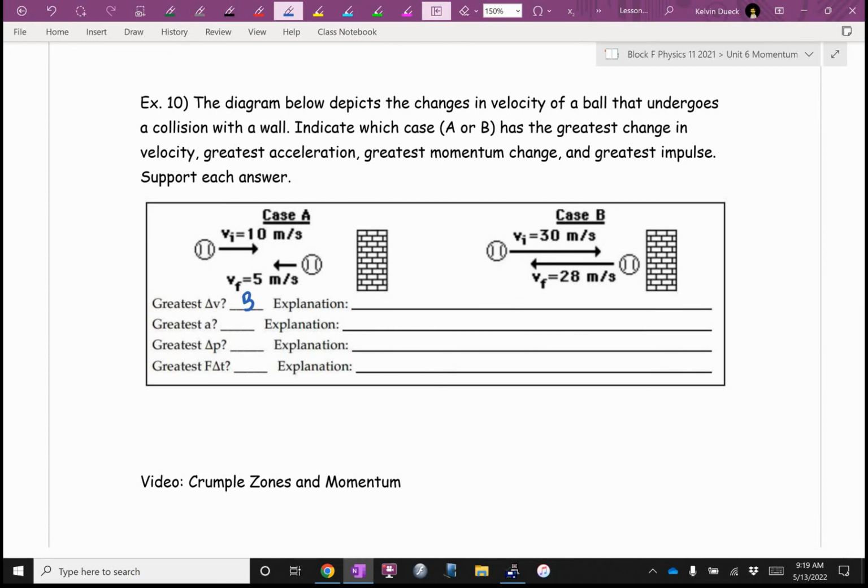Which one would have a bigger acceleration then? Well, also B, because acceleration is change in velocity divided by time, bigger change in velocity. Which one's going to have a bigger impulse? Are you spotting the theme here? B. Which one's going to have a bigger F delta T? B.